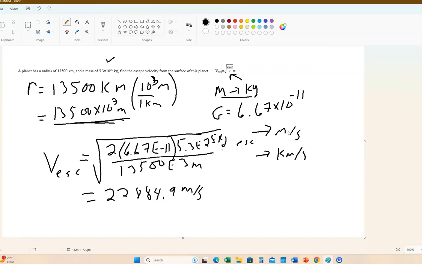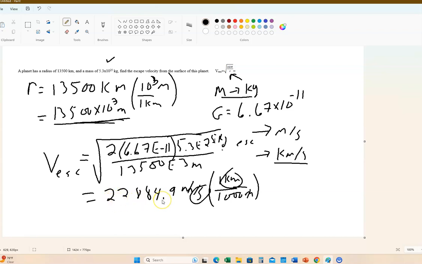To convert this to kilometers per second is pretty easy. 1 kilometer is the equivalent of 1,000 meters, or 10 to the third meters. The meters cancel, and then we have kilometers divided by seconds, so kilometers per second. All we have to do is divide 22,884.9 by 1,000, and then round to one place past the decimal.